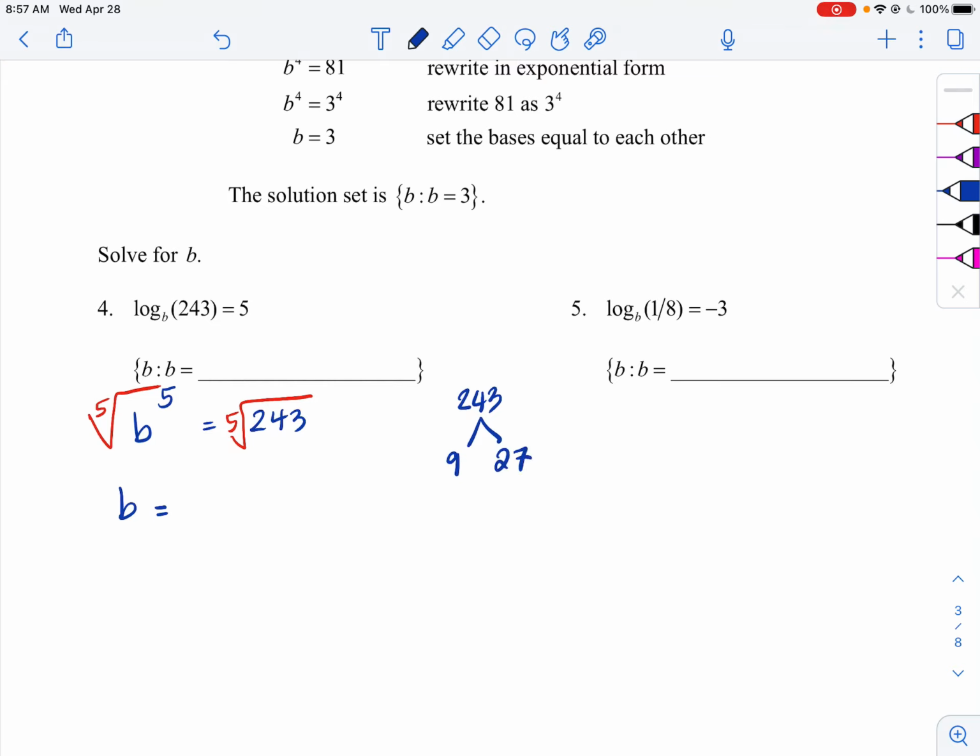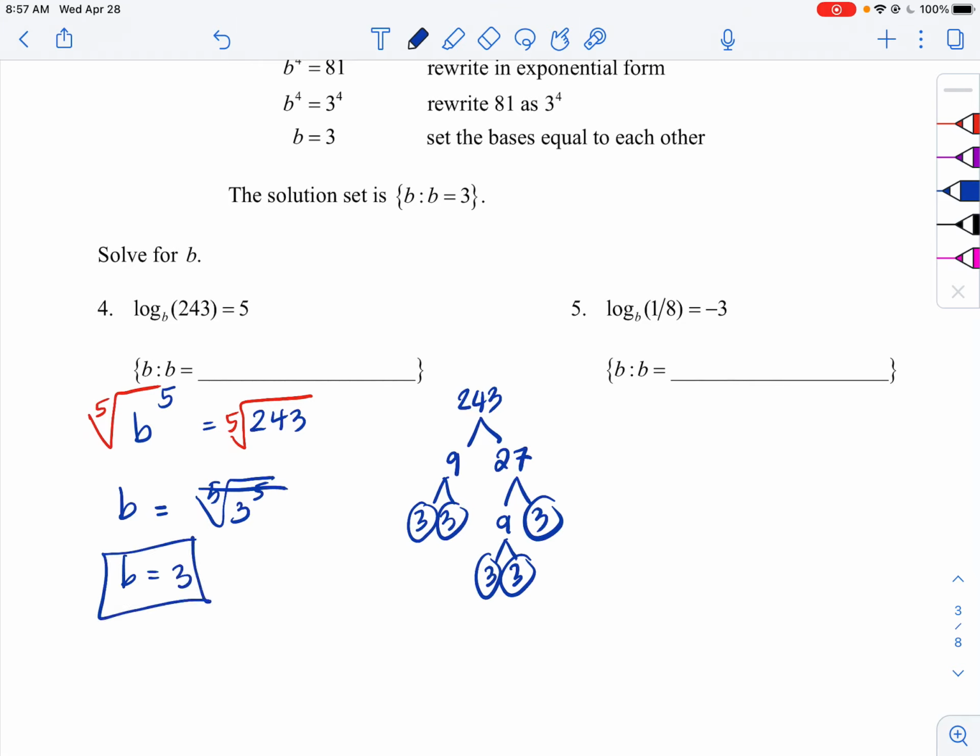So we can do 9 and 27. That's 9 and 3, 3 and 3, 3 and 3. So this is 1, 2, 3, 4, and 5. So this is 3 to the power of 5. So our answer is b is equal to 3.